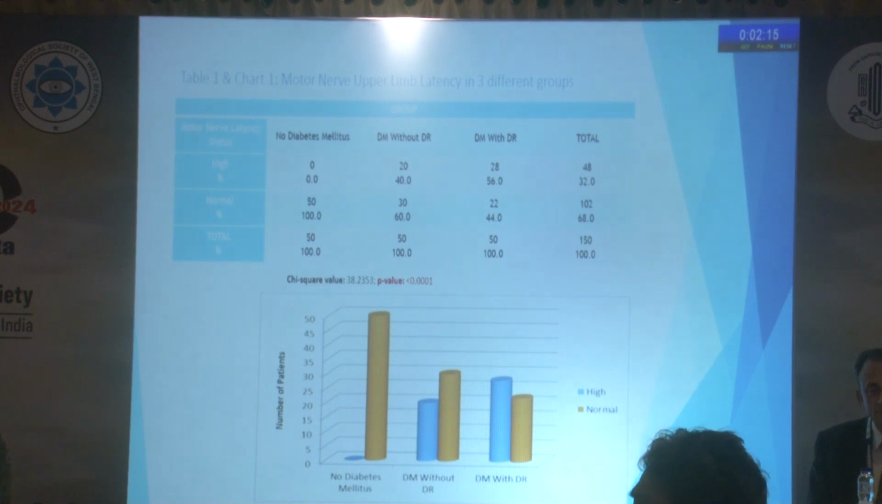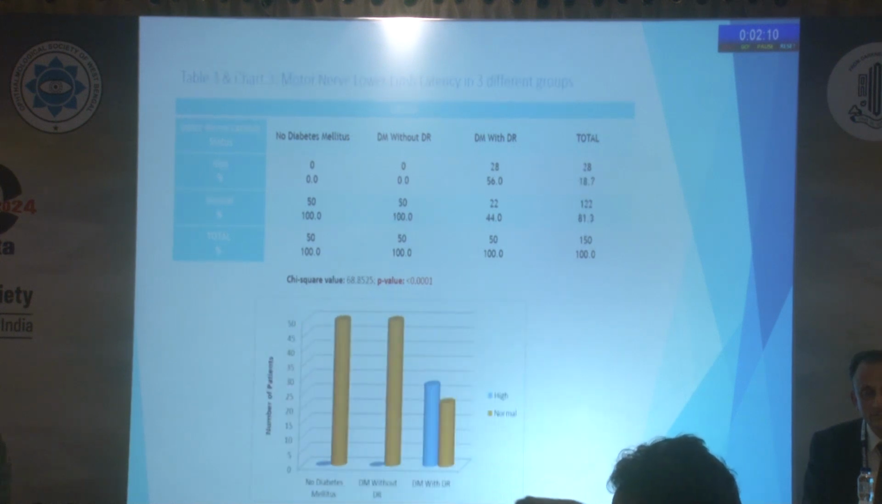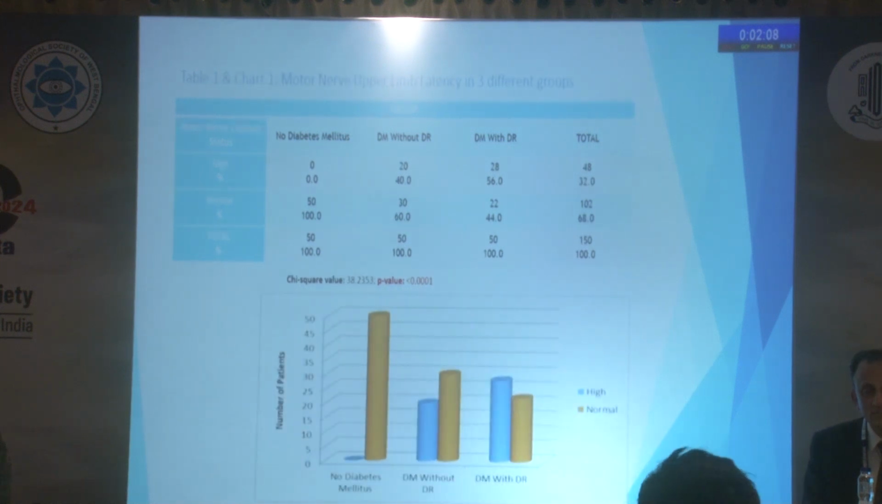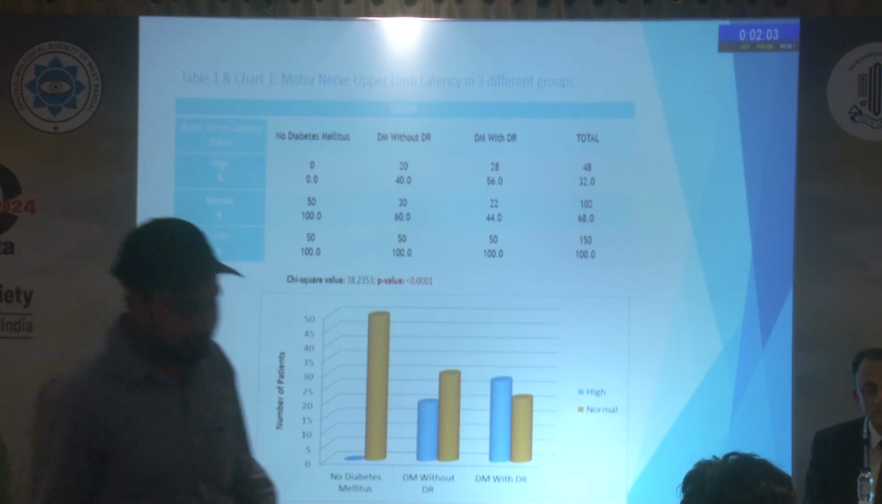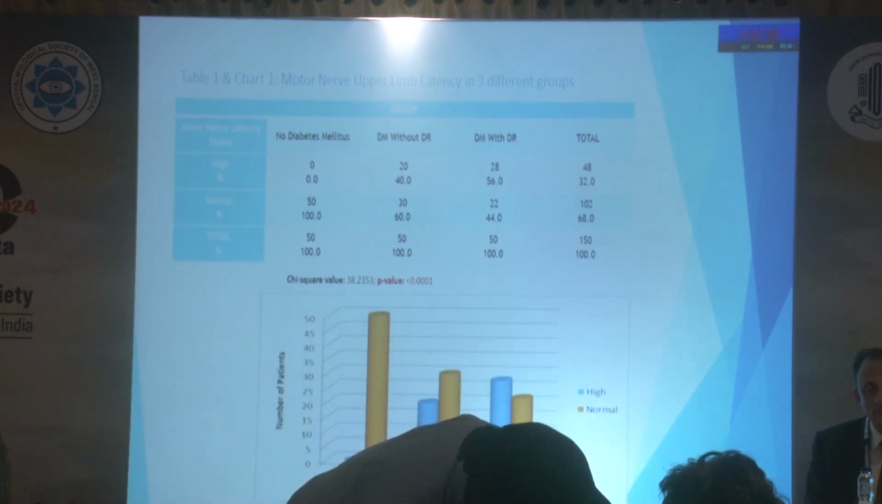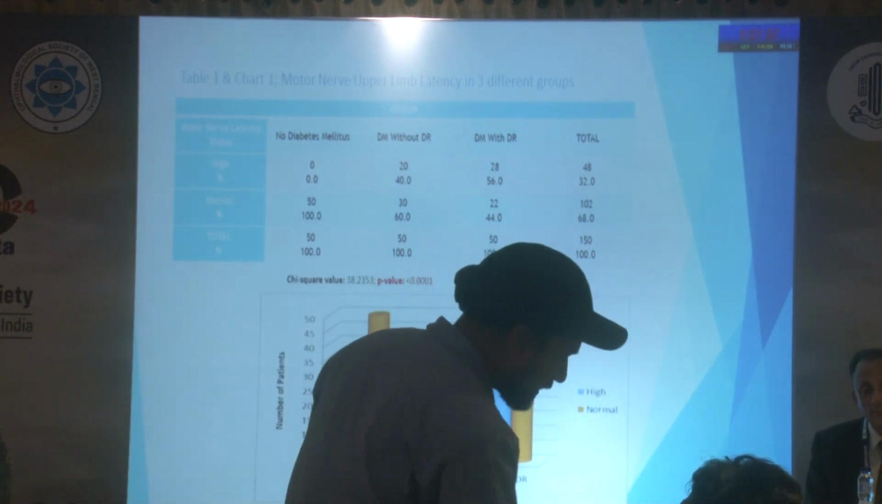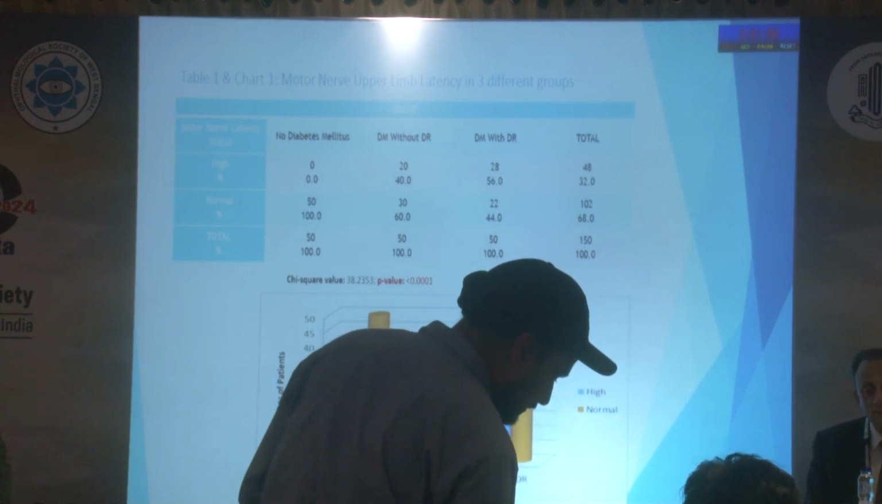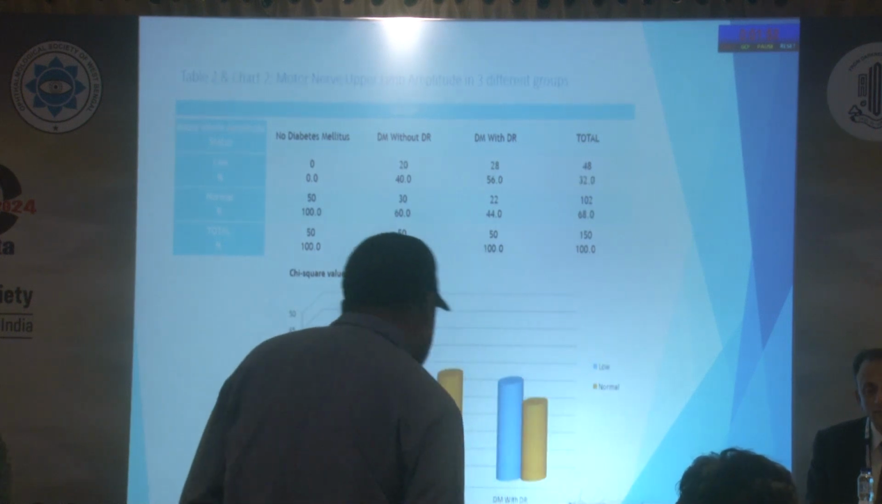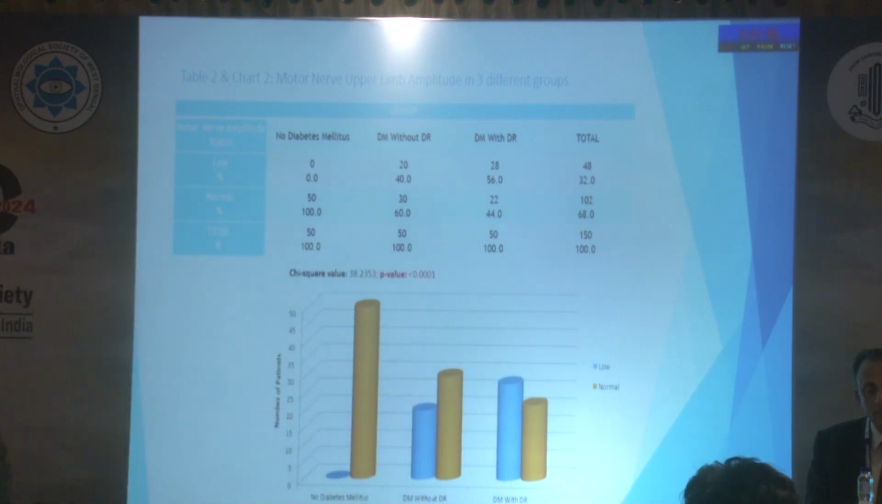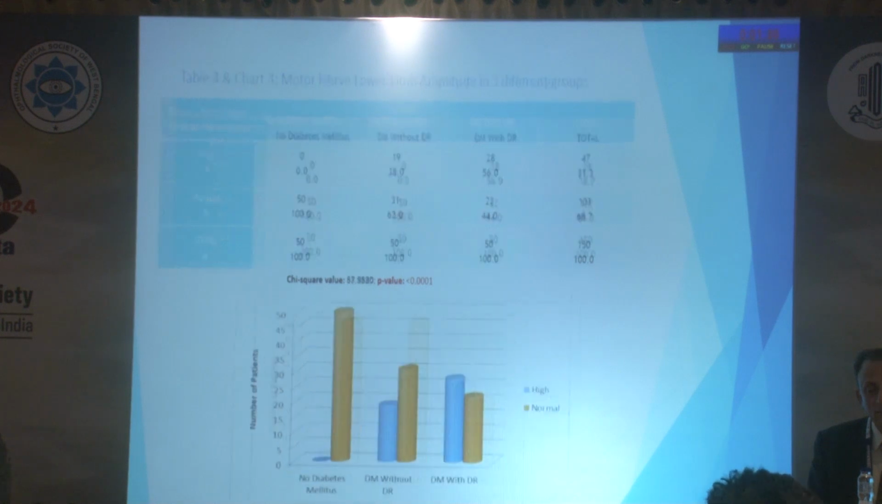So here are the results. We found that in the motor nerve, upper limb and even lower limb, latency was increased in both the second and third groups, that is DM without DR and DM with DR. In the third group, DM with DR, the latency was increased more. The amplitude was decreased in the second and third groups, but the greater decrease of amplitude was present in the DM with DR group.